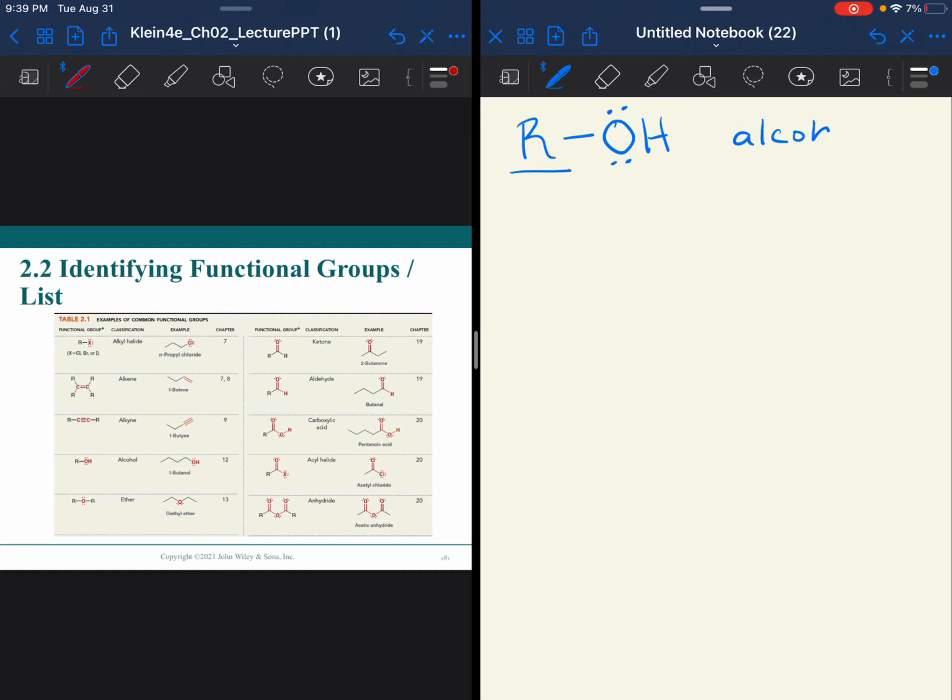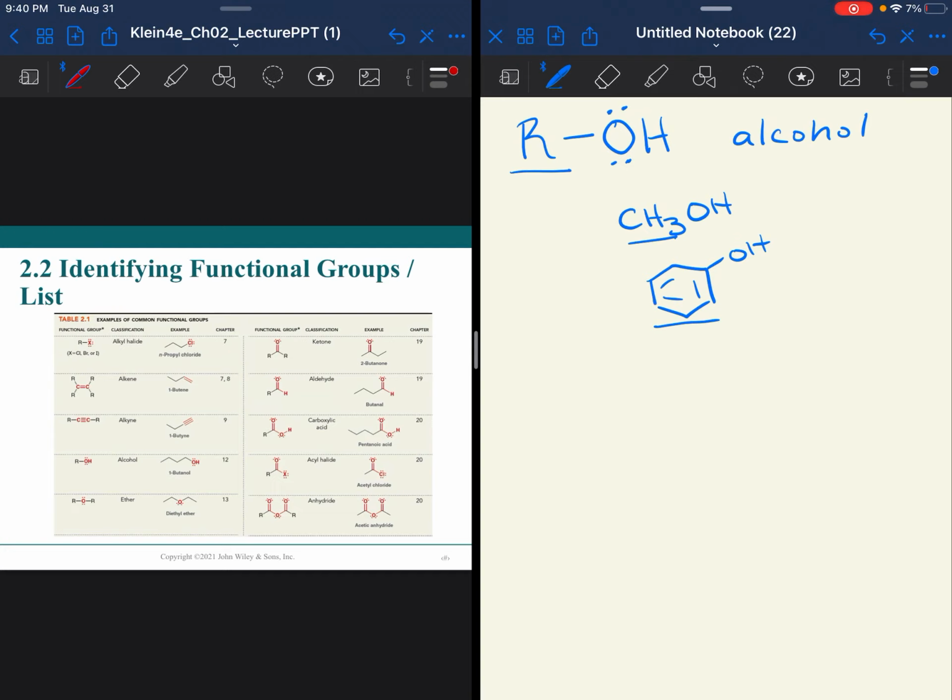All right, so this is an alcohol. Now, this is a generic alcohol. Specific alcohols might look like this. This is methanol, right? Here is a benzene ring with an alcohol in it. The CH3 and the benzene ring here, those are both specific R groups.